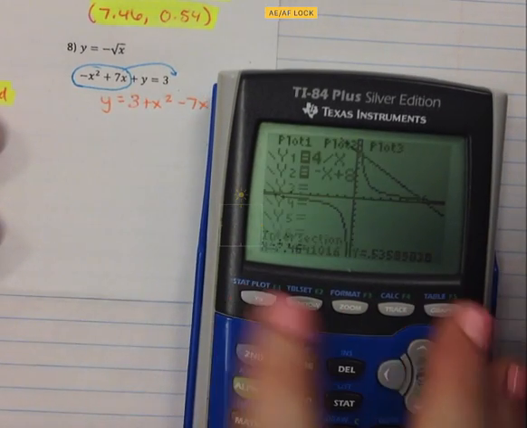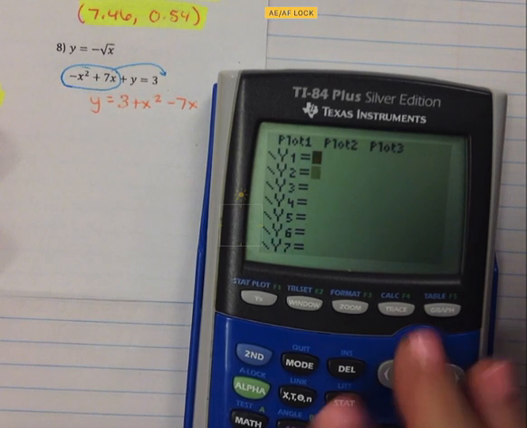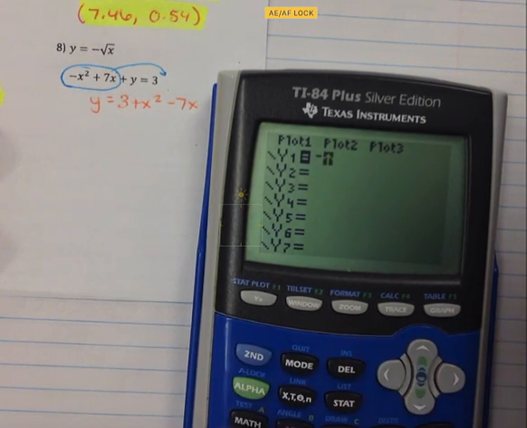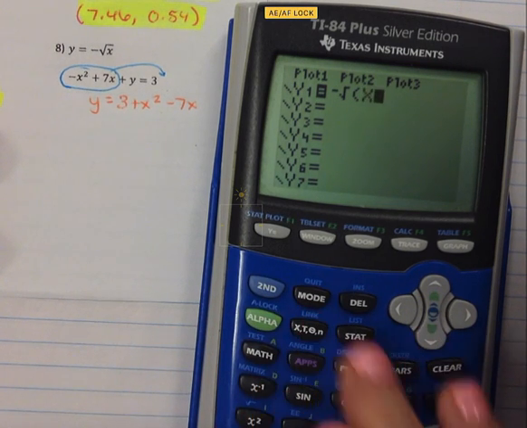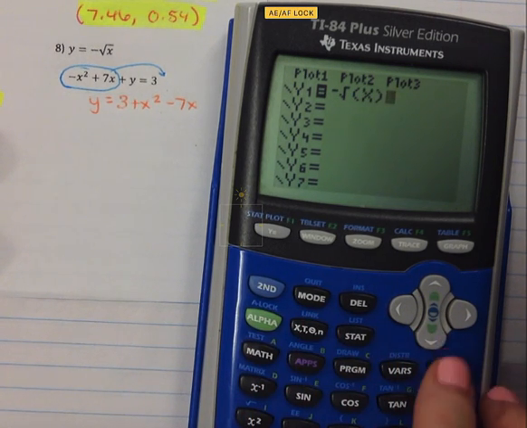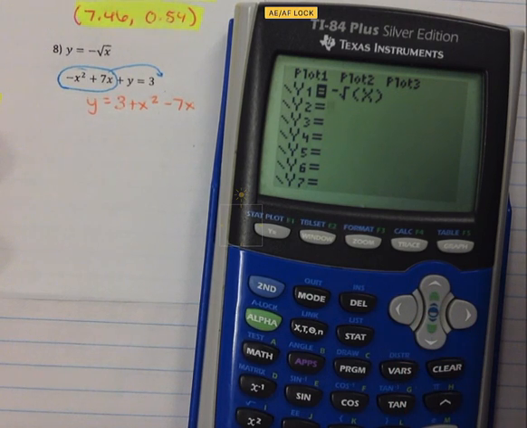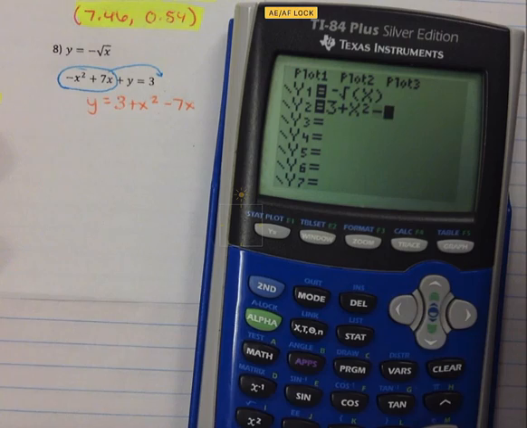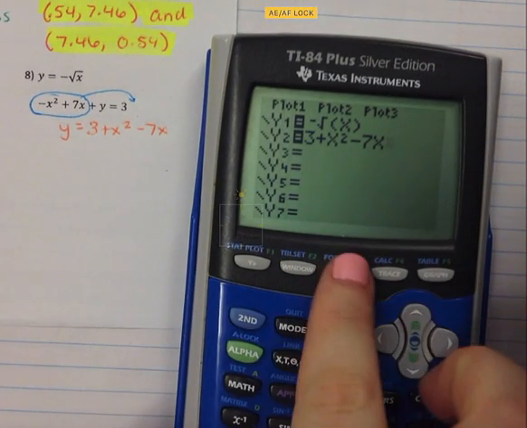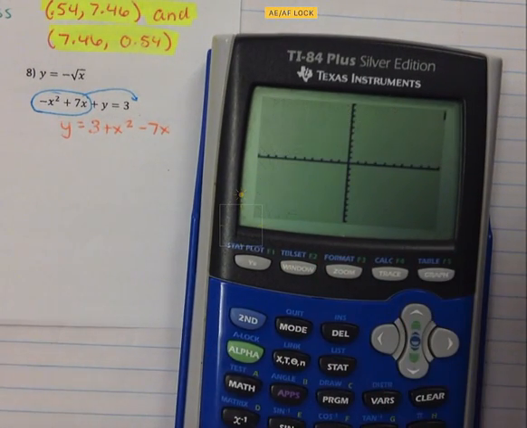Let's go back to my y equals, clear out both of these. I have negative square root, which is located here, second x squared right here, and then x, close parentheses. Go down, I have 3 plus x squared minus 7x. And I was in Zoom 6 still, so I'm going to press graph. There's the square root, and there's the parabola.